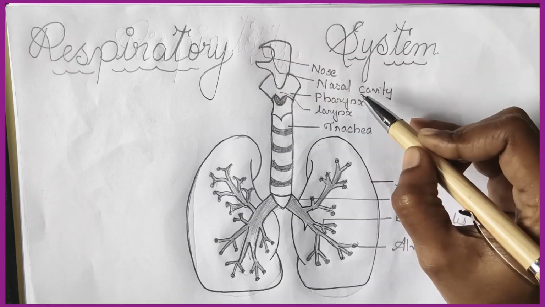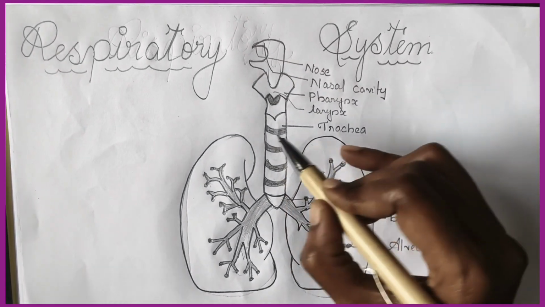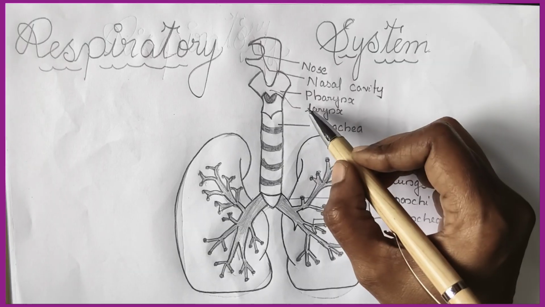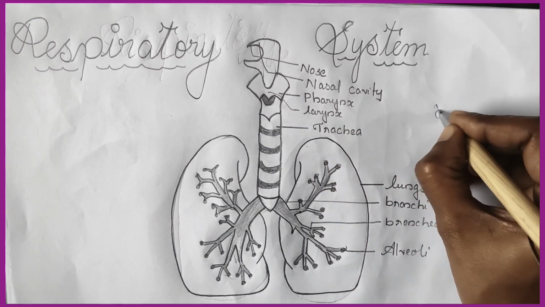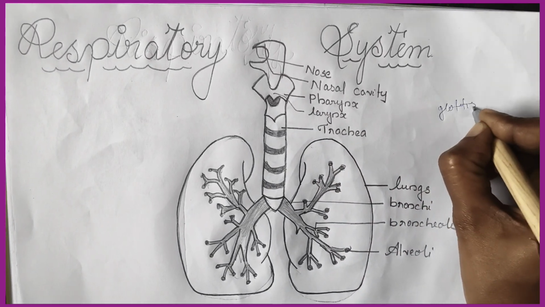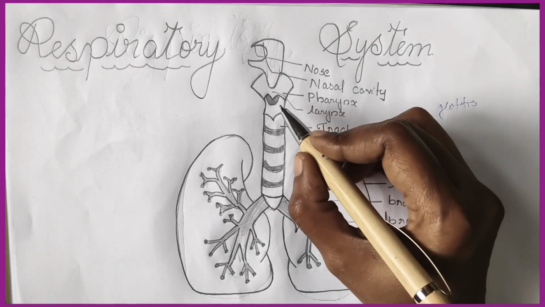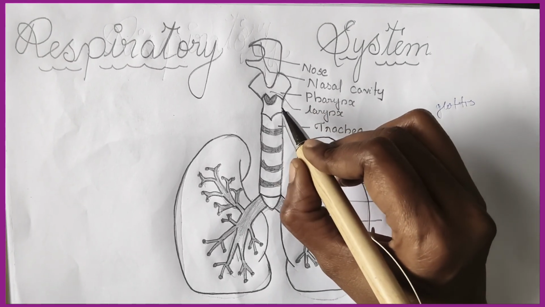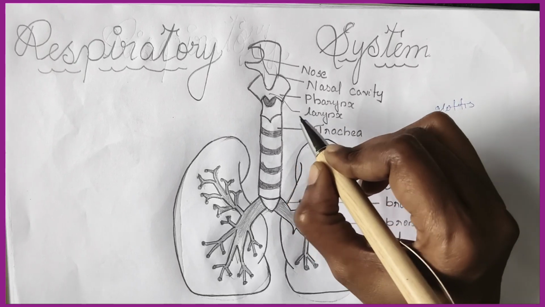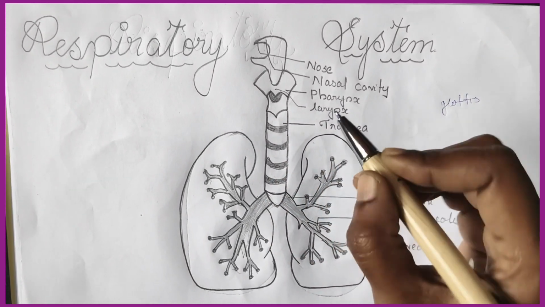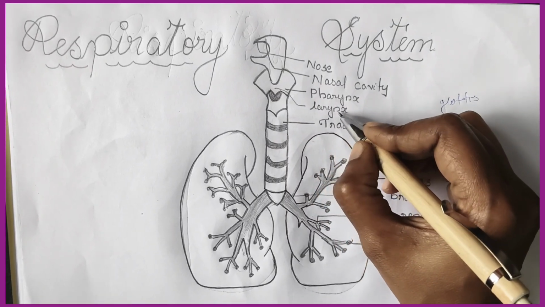It should be separated. So it is separated by a lid, and it is guarded by a part called the glottis. Next is the epiglottis. Epiglottis is the lid. It is used to cover the larynx because food should not enter into the windpipe. So that is the larynx.